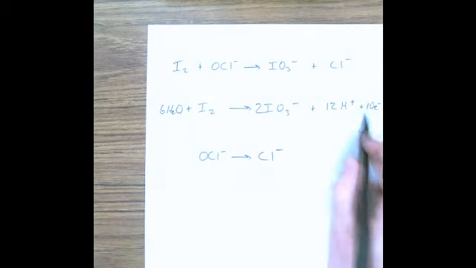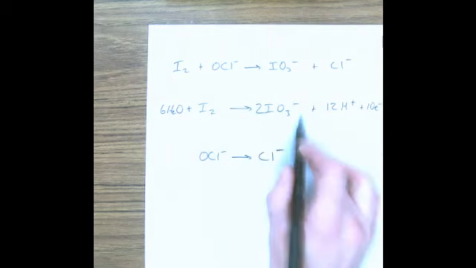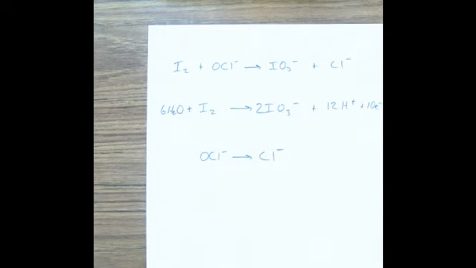So negative 10 plus 12 positive is 2 positive. 2 positive plus this. Remember, this is negative 2 because I have 2 of these negative ions. I now have a balanced charge, and I have the balanced hydrogens, and I have the balanced oxygens. Now I'm going to go down to the bottom.